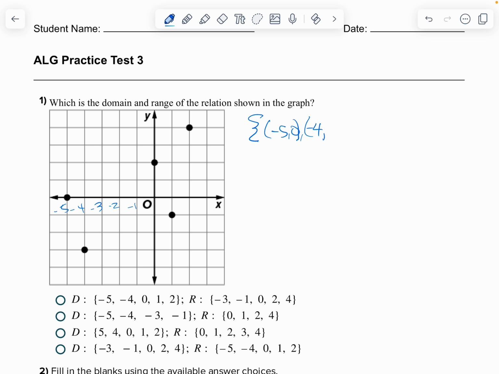-4, -3. 0, 2. 1, -1. And 2, 1, 2, 3, 4. Okay, so I know I like to do it like this. So -5, -4, 0, 1, 2. Okay, -5. So that looks good for this one. That's the only one that looks good.